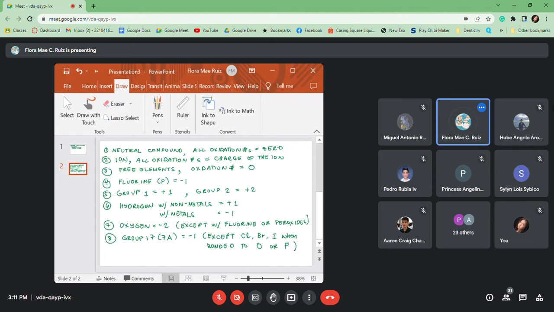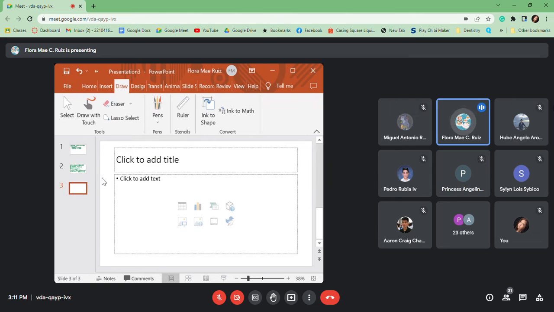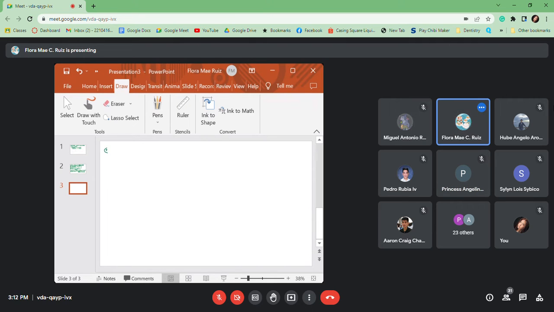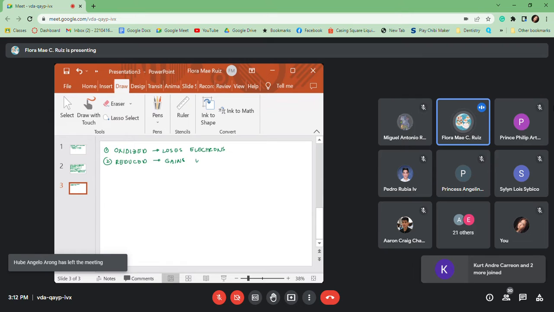Okay, so again, oxidation and reduction form what we call a redox reaction. A species is oxidized if that certain species loses electrons, and a species is reduced if it gains electrons.